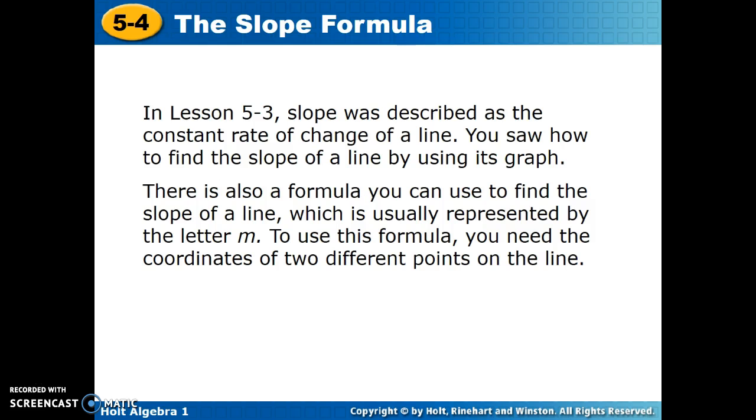So we just talked about rate of change in the last section. We saw how to find the slope of a line by using its graph. We can also find the slope using a formula, which is usually represented by the letter m. To use this formula, you need the coordinates of two different points on the line.